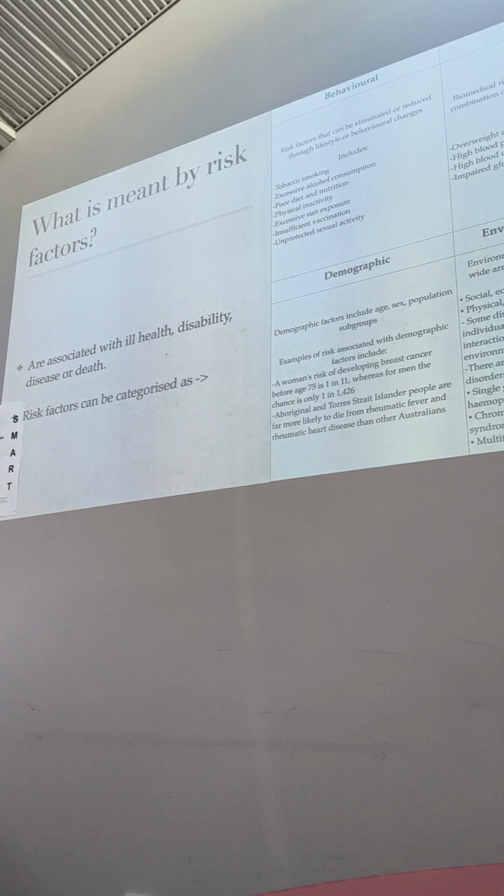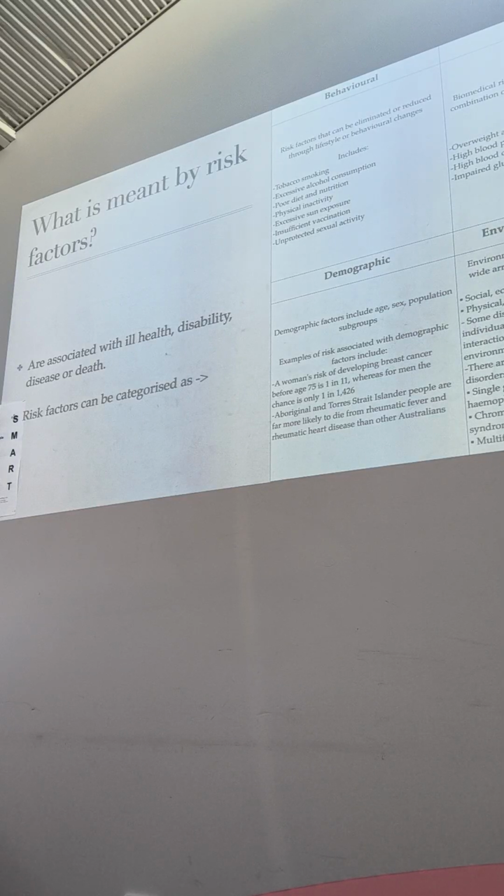Then you also have biomedical risk factors, which are a combination of genetic, lifestyle, and other broad factors. So it could be overweight and obesity, that is genetic as well. High blood pressure, high blood cholesterol, that's all genetic as well. And even impaired glucose tolerance, diabetes. Your parents had it, you can get it too. That is genetics. And then there's demographics. So it could be your age, sex, population, or subgroup. So, indigenous and all that.